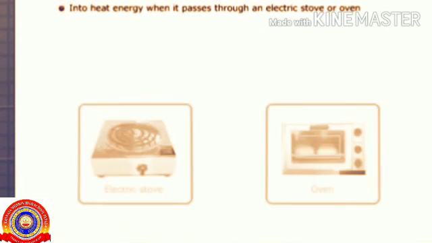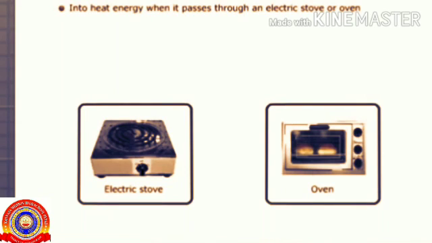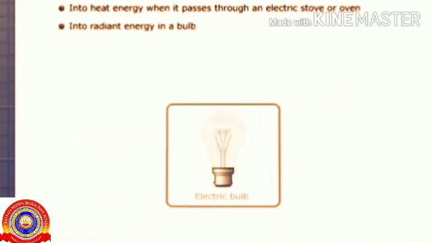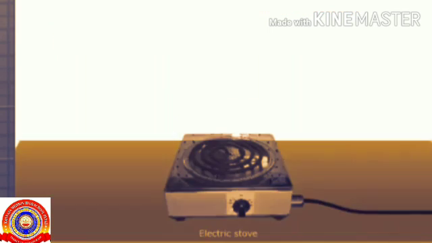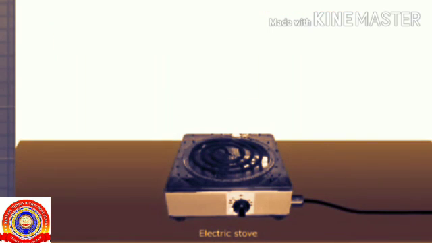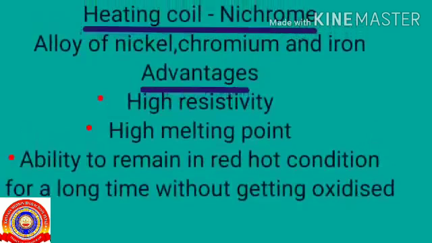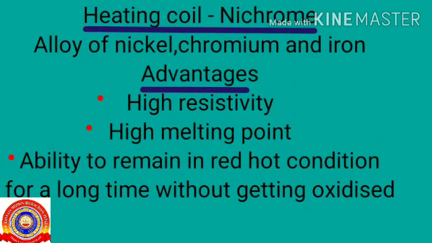Electric current gets converted into heat energy when it passes through an electric stove or oven. It converts into radiant energy in a bulb and into chemical energy when a storage battery is charged. Heating coils are made of nichrome. Nichrome is an alloy of nickel, chromium and iron.